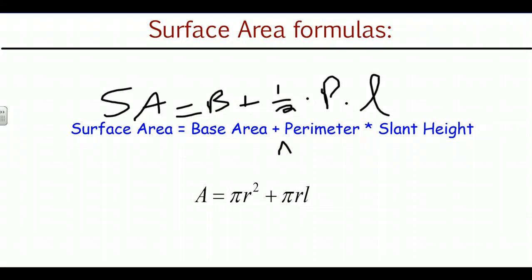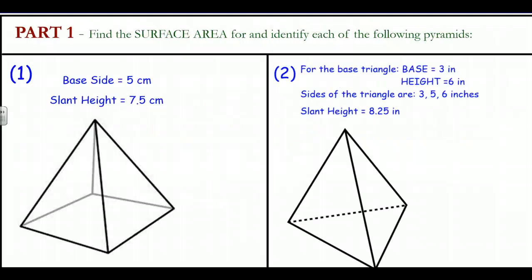Otherwise, we are going to move on to our first 2 pyramids. So here we have 2 pyramids, a square pyramid and a triangular pyramid. Go ahead, pause the video, find the surface areas, and when you're ready to move on, unpause, and we'll go through the 2 answers.